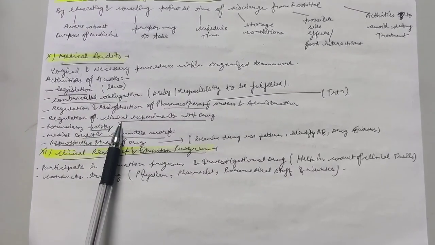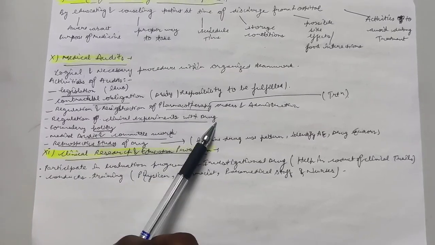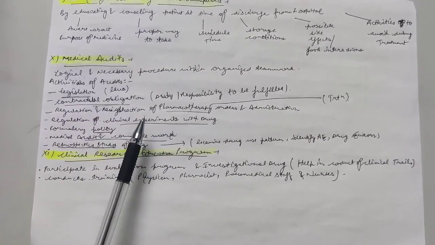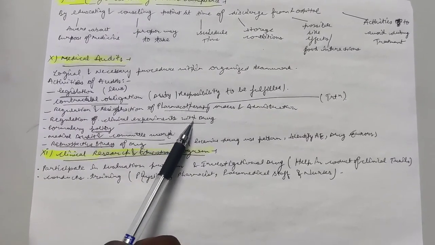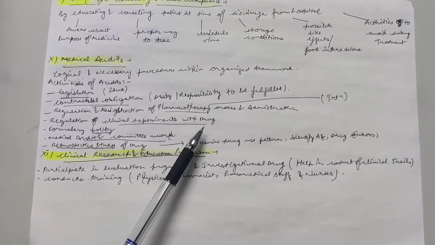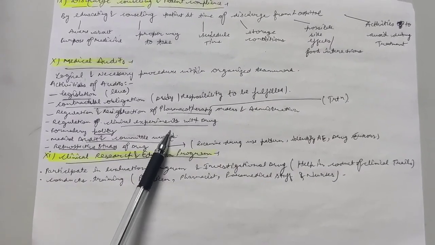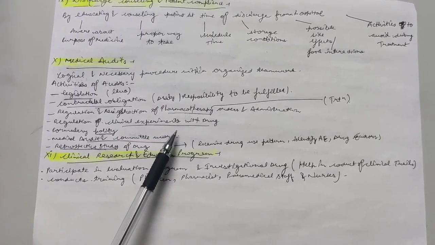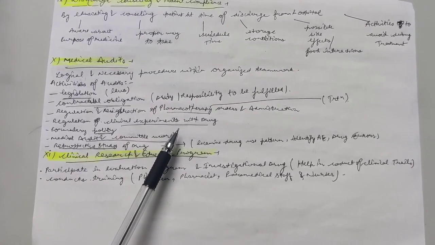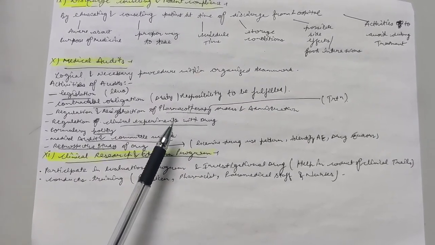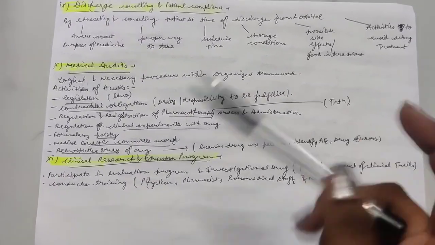Regulation of clinical experiments with drugs. If there are any clinical experiments with a new drug going on, it should be noted on a daily basis that this patient is having this effect with this drug. What are the possible consequences of this drug? What are the possible side effects of this drug?